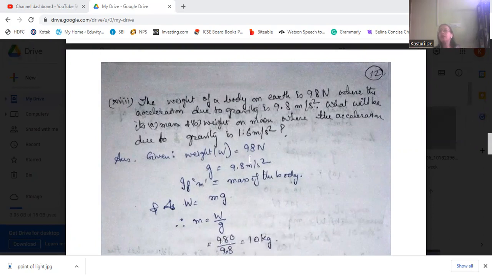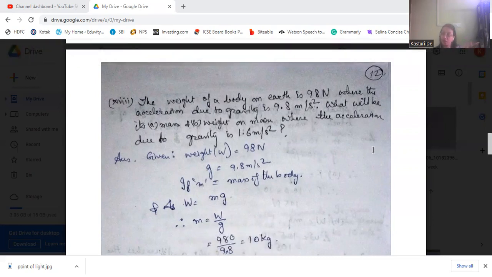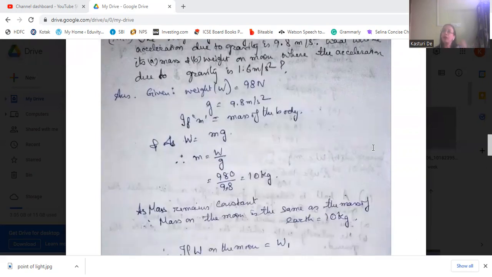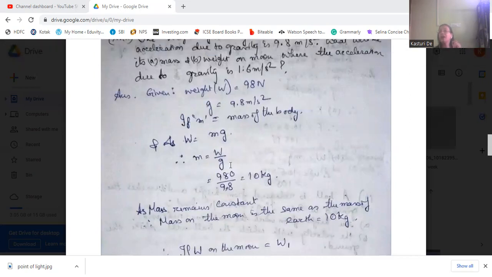The weight of a body on Earth is 98 Newton, where the acceleration due to gravity is 9.8 meter per second square. What will be its mass and weight on the moon, when the acceleration due to gravity becomes 1.6 meter per second square? So weight we know is 98 Newton, gravity is 9.8 meter per second square. So mass will be what? Sorry, I'm very much sorry. W is equal to m into g. So mass will be W by g, that is 98 by 9.8, that is equal to 10 kgs.